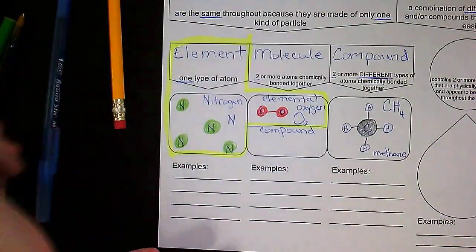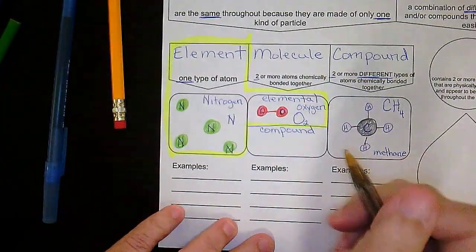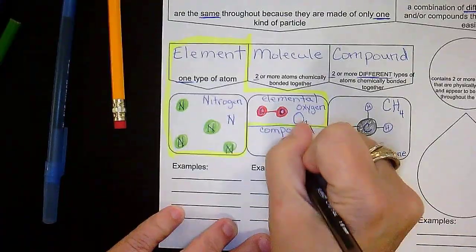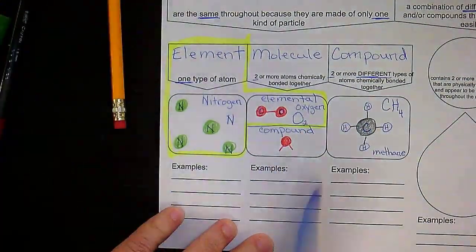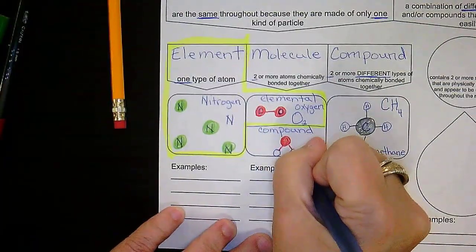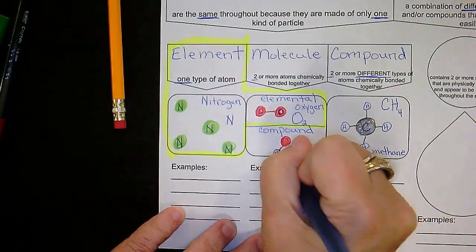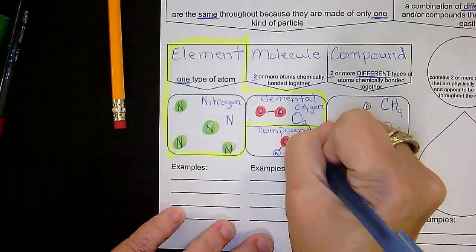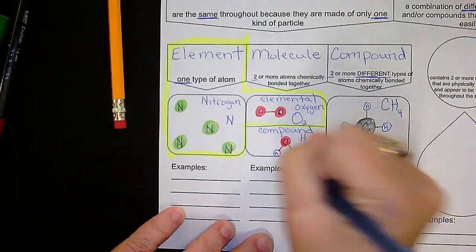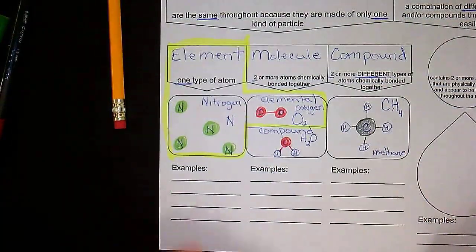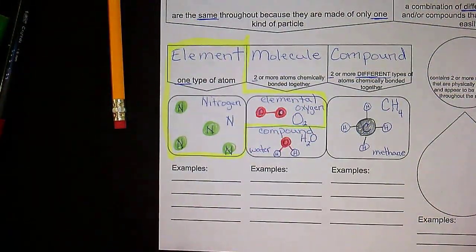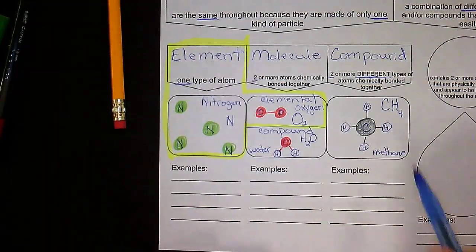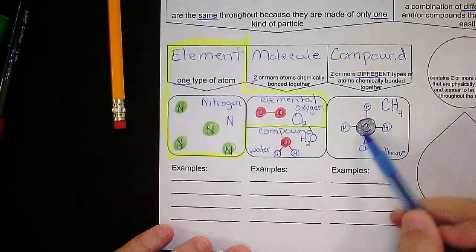So if we were to draw an example down here of yet another compound, we might draw an oxygen again, and then we might bond 2 hydrogens to that oxygen, and now we have H2 because there's 2 of them, and then O, there's one of those. So H2O, which is water. That is a compound, which is a pure substance, right? Because these are different types of atoms, but they're chemically bonded together.